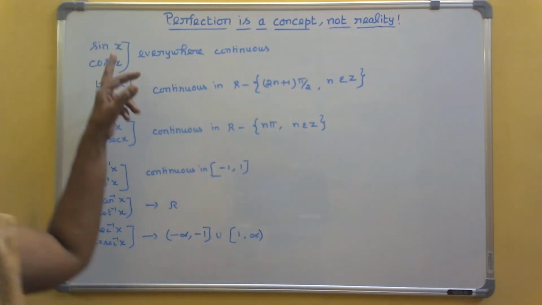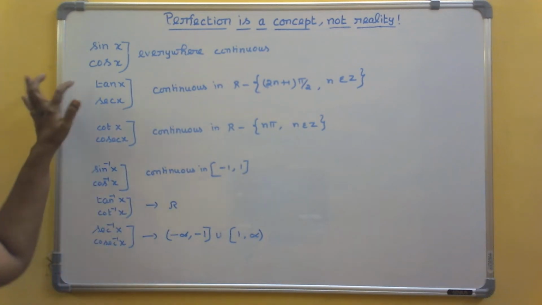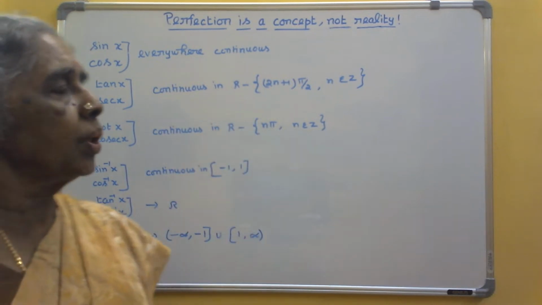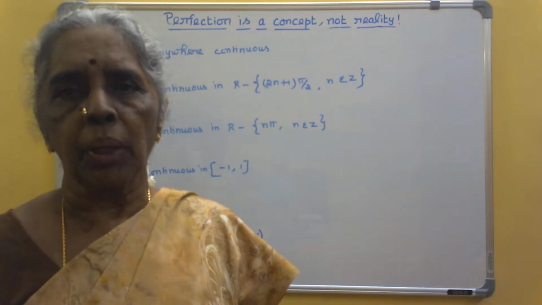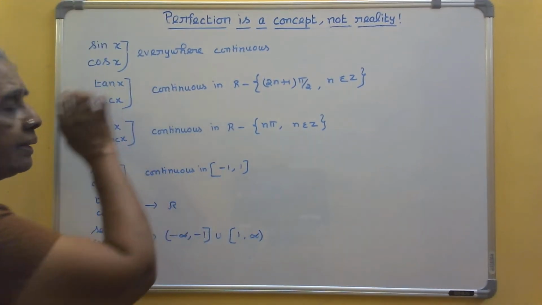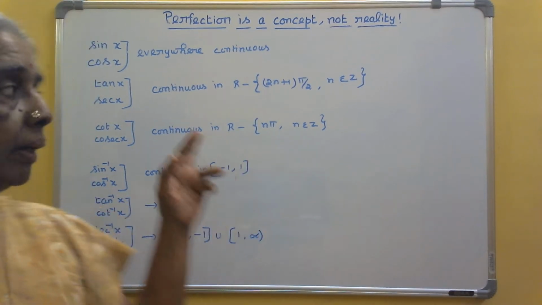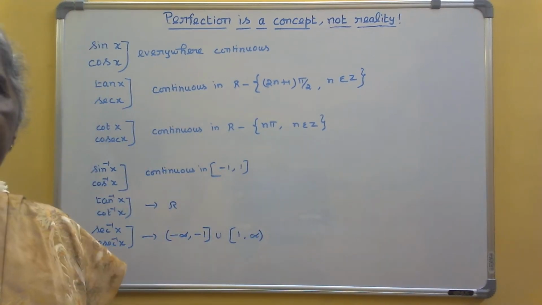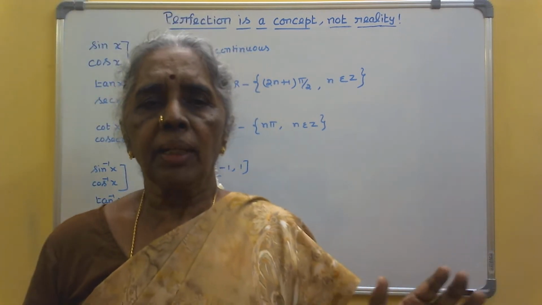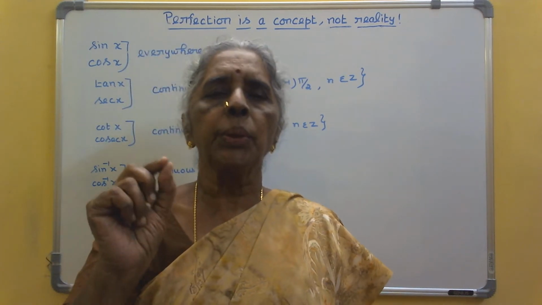Now I already told you sin x and cos x are everywhere continuous. Now tan x and secant x are continuous in R minus 2n plus 1 into pi by 2, where n belongs to z. Let me explain the reason. See, tan x is nothing but sin x by cos x. Secant x is 1 by cos x. In both these functions, cos x is in the denominator. I told you, if it is of the form f of x by g of x, then g of x should not be 0.